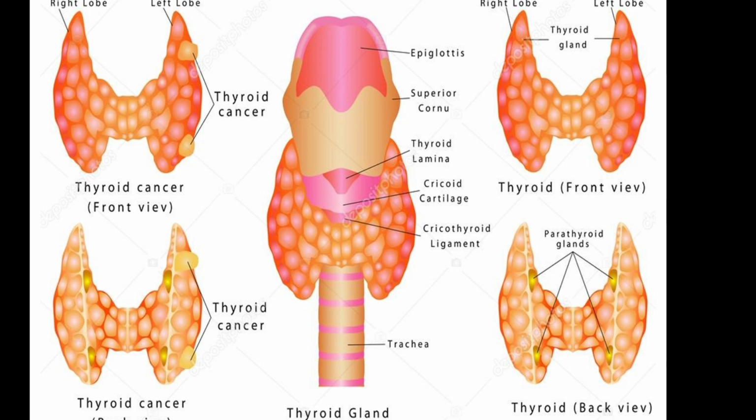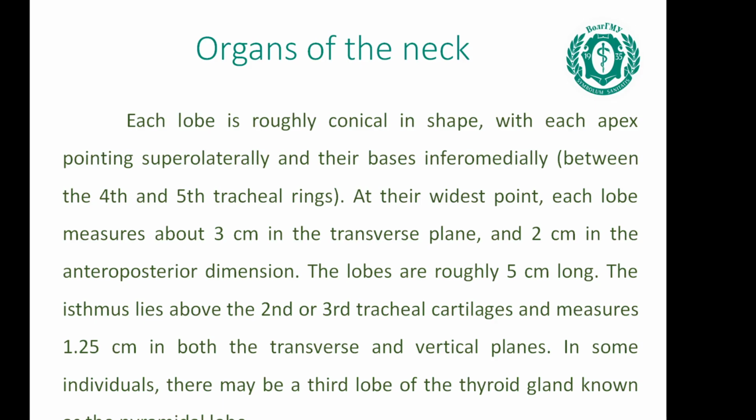Different aspects of view. Each lobe is roughly conical in shape, with each apex pointing superolaterally and their bases inferomedially between the fourth and fifth tracheal rings. At their widest point, each lobe measures about 3 cm in the transverse plane and 2 cm in the anterior-posterior dimension. The lobes are roughly 5 cm long.